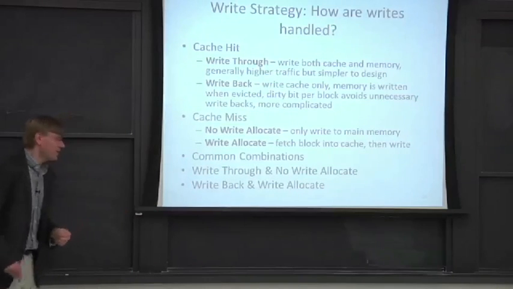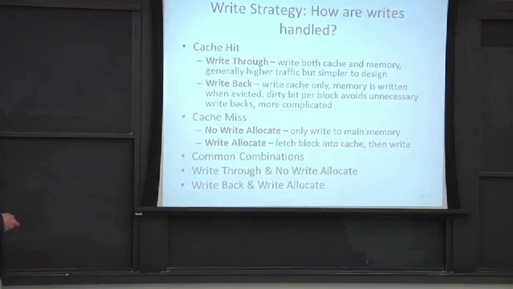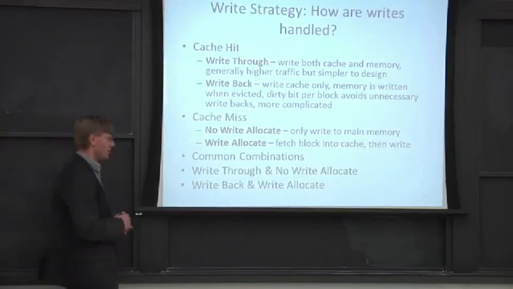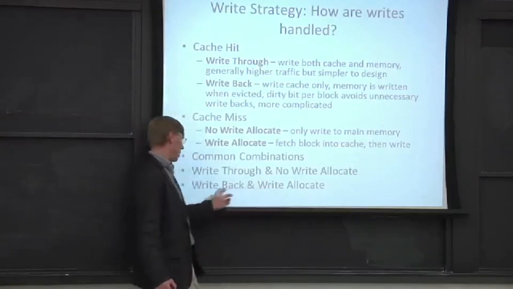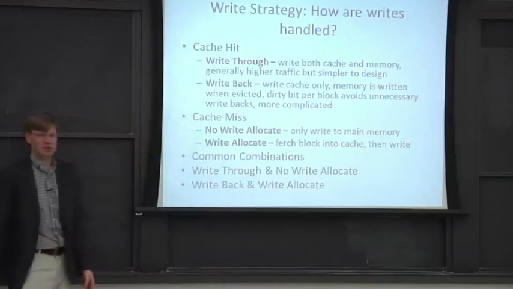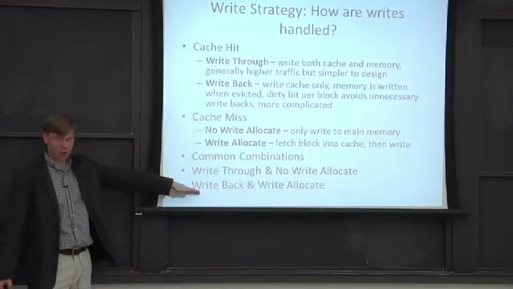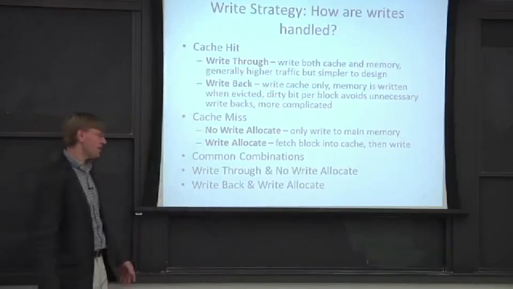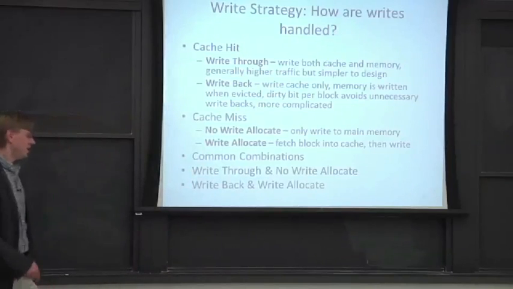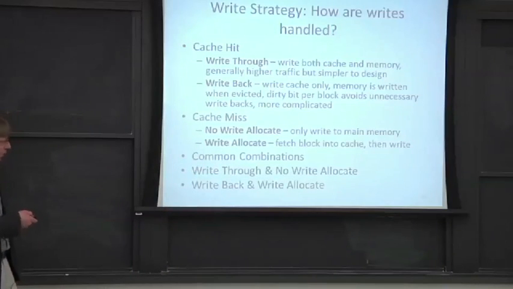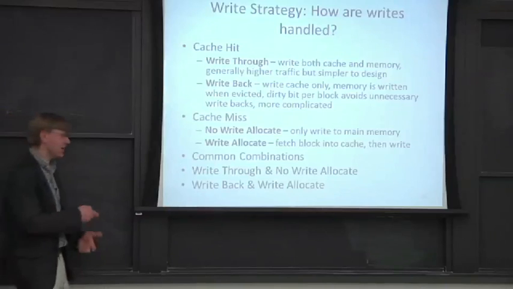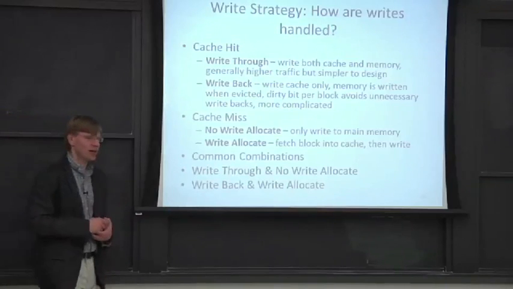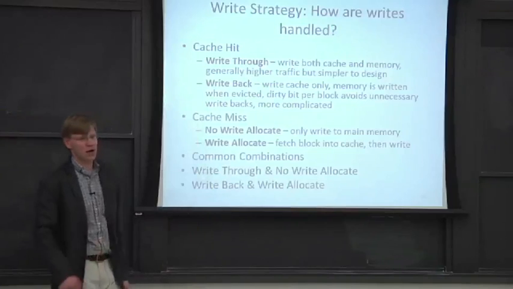OK, so some common combinations here. Write back with write allocate. This is the full-blown solution that a lot of people do. This is kind of like the base high-performance one. Write through and no write allocate is also possible. This is like the cheap one to build. You don't need any logic here to deal with no write allocate, but all possible mixes are valid.